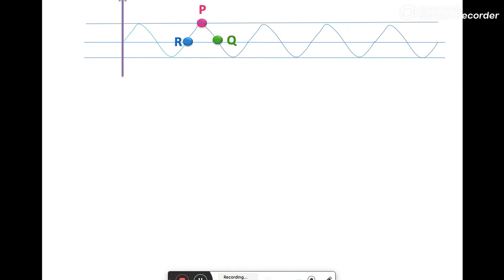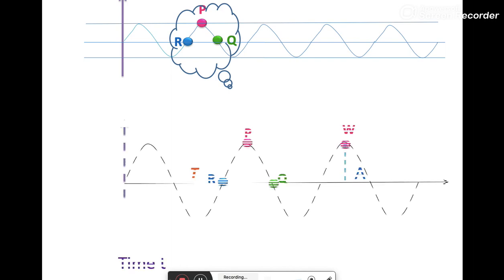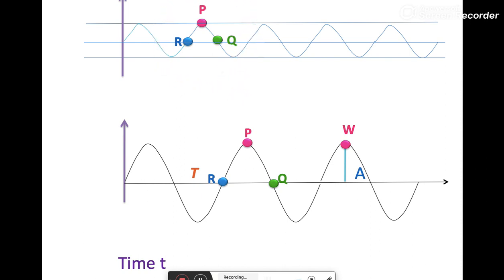Let's have three such particles on a wave or on a string, say P, R and Q. Now, see, P copies the motion of particle R. Similarly, the Q particle copies the motion of the P particle with some time delay, meaning after some time. You can see here that P copies the wave motion of this particle after some time. It reaches its extreme position after some time. Again, this Q reaches its maximum or extreme position after some time delay.